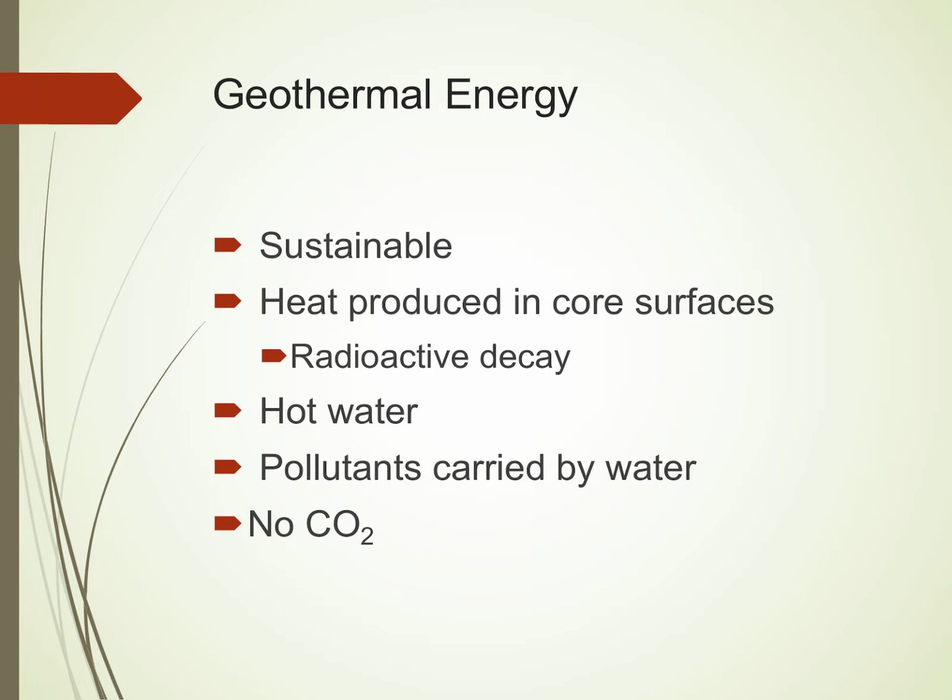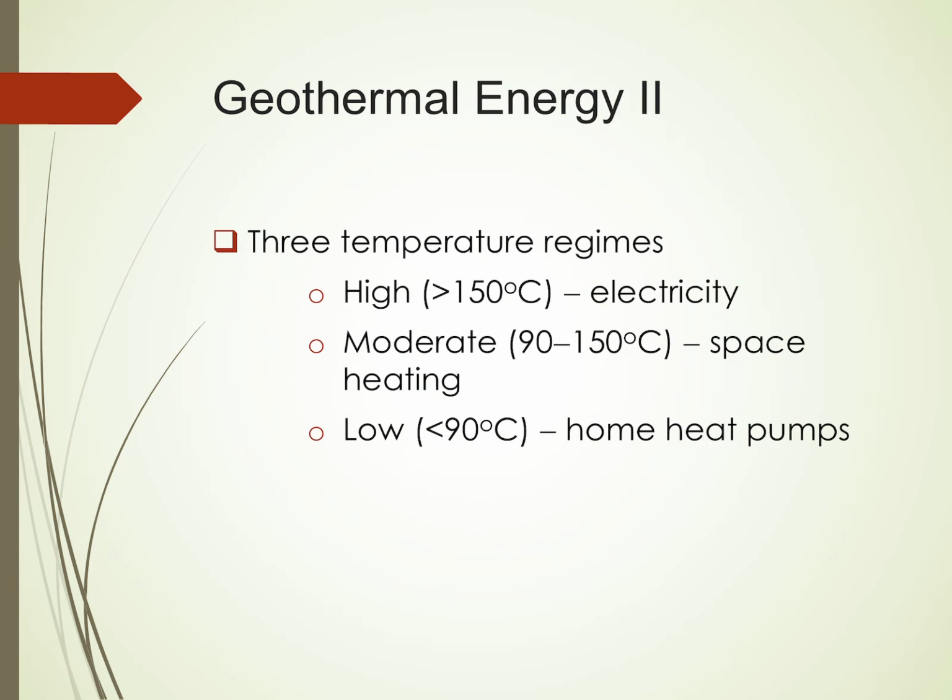No CO2, that's one advantage of it. So if you just pump hot water down and bring it back up, that's good. But if you're harnessing water that's underground that's heated, you have to remove pollutants sometimes. So you've got 3 temperature regimes. If you can get temperatures greater than 150 degrees C, then you can generate electricity. If you're lower than 90, then you're really just going to use home heat pumps. If you're 90 to 150, you can do some space heating.